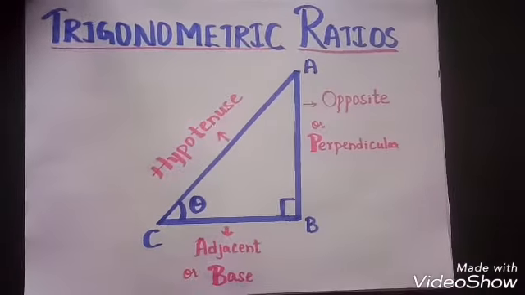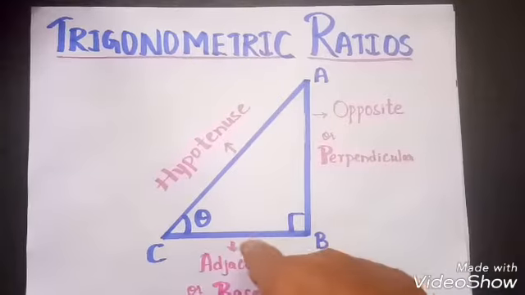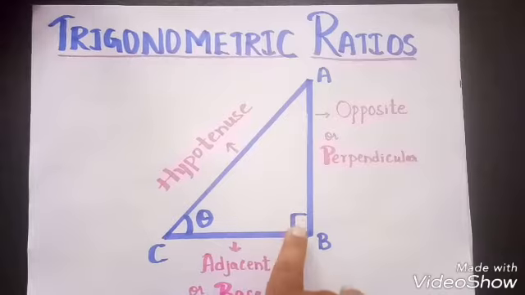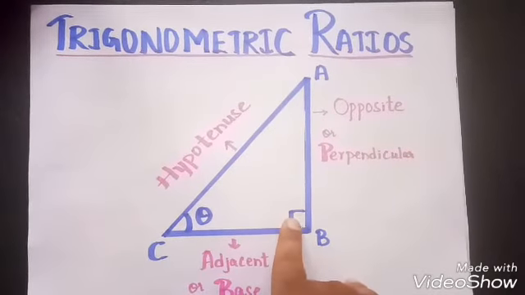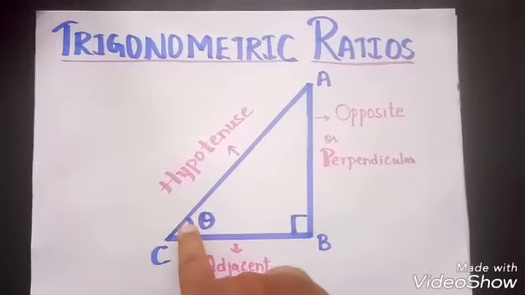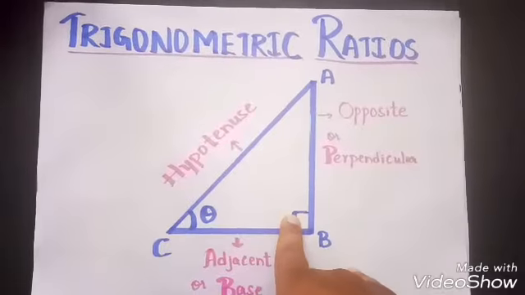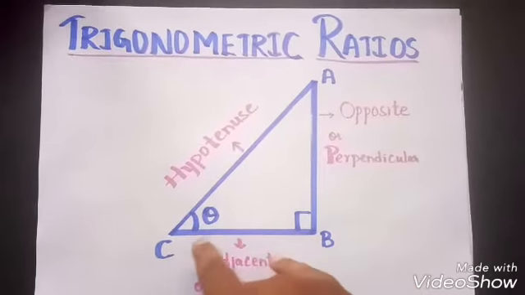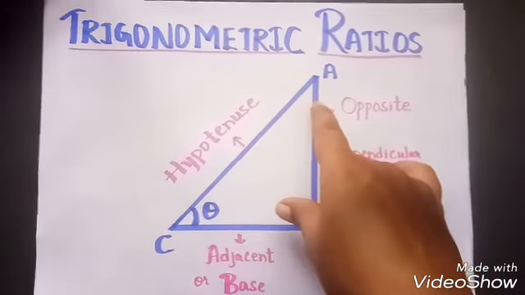So here, ABC is a right triangle. In this triangle ABC, this angle B denotes 90 degrees, and this other angle we are taking as theta. If in any triangle one angle is 90 degrees, that triangle we call a right triangle. Here this angle will be theta and this angle will be 90 minus theta.